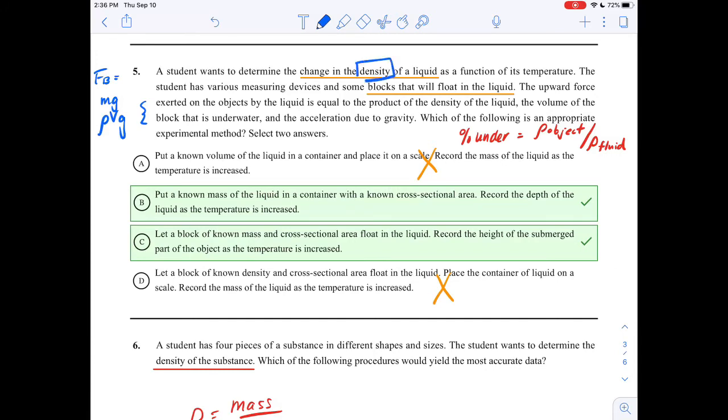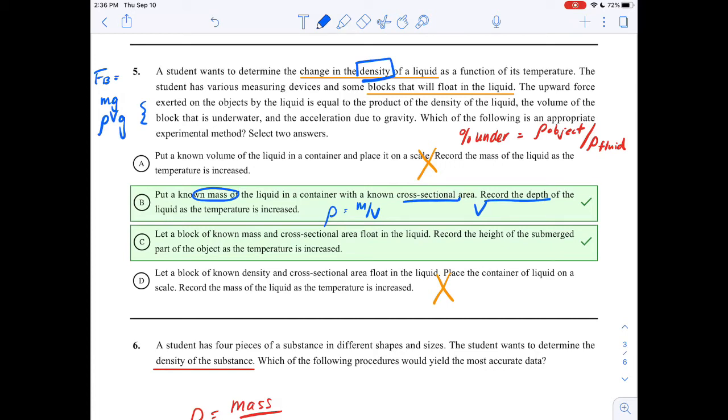So just a reminder that what we're looking for is density, and density is equal to mass over volume. So it's saying if we had a known mass of the liquid, and if we recorded the depth and we knew the cross-sectional area, we could figure out the volume. So that would be one way to determine density.